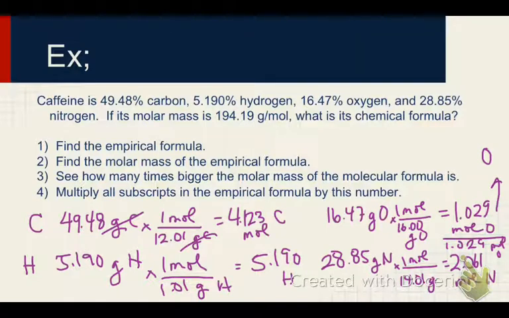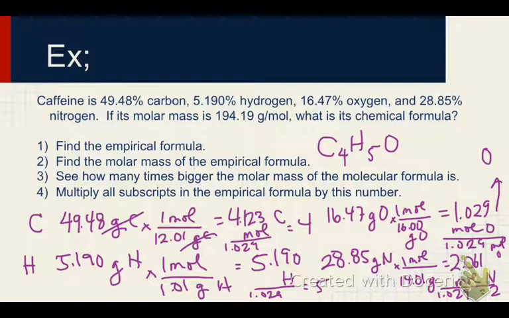Now if I divide C by that number, I'm going to get almost exactly 4. So if I divide 5 by 1.029, I'm going to get almost exactly 5. And if I divide nitrogens by that number, I'm going to get almost exactly 2. So my ratio is 4 carbons, which would be C4, to 5 hydrogens, H5, 1 oxygen, O, and 2 nitrogens, N2. So that's step 1, and that is the most work.